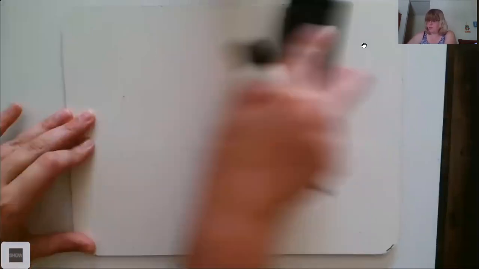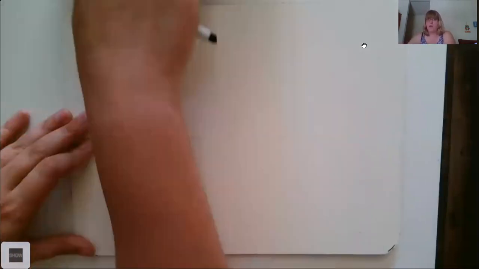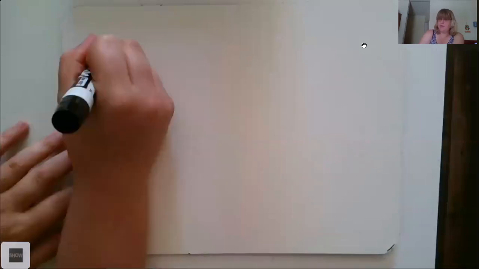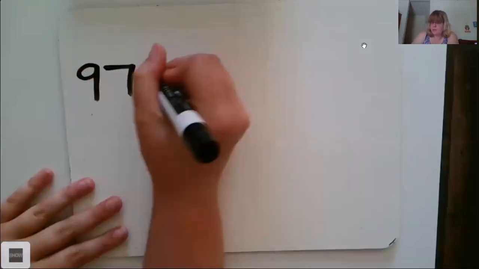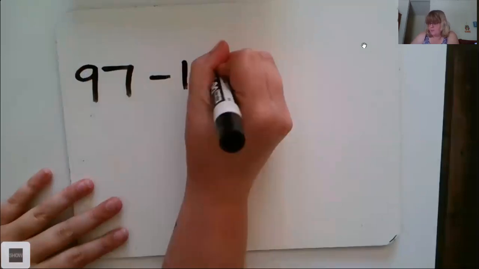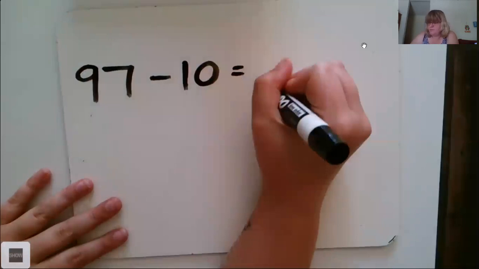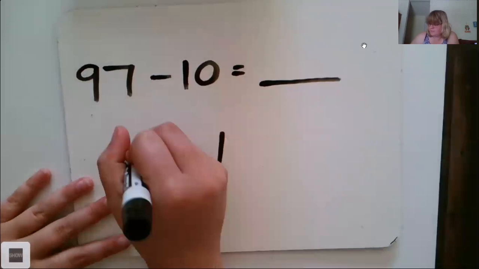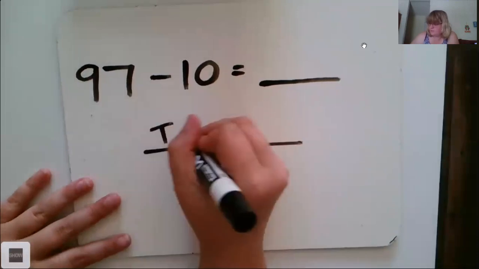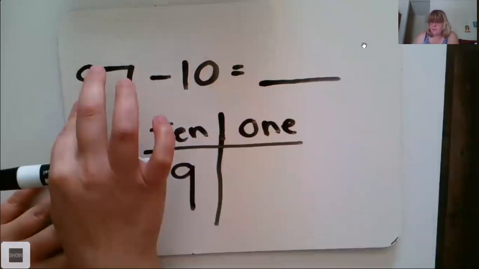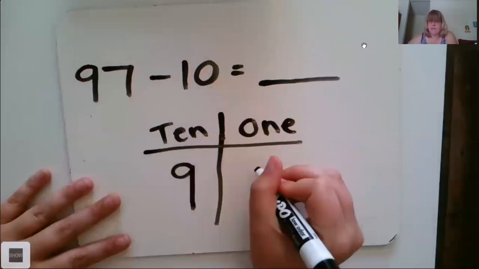So we're going to do a few more examples of those problems. Let's say that I had the number 97, and I wanted to subtract a 10 from that number. We know if we break apart 97, that we have 9 tens and 7 ones.